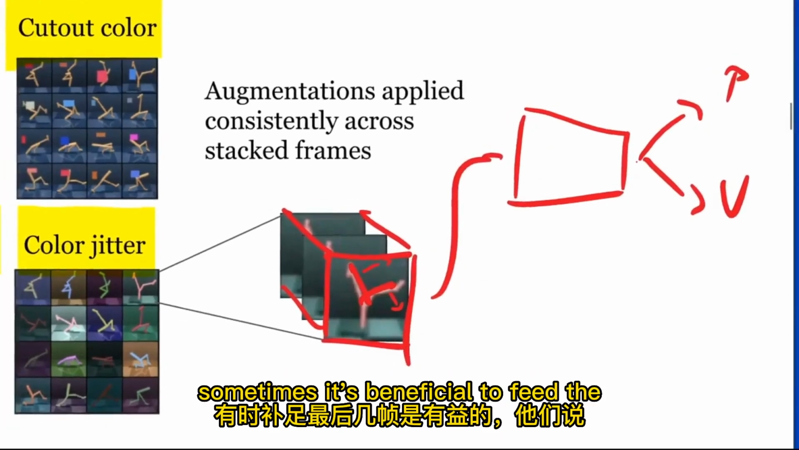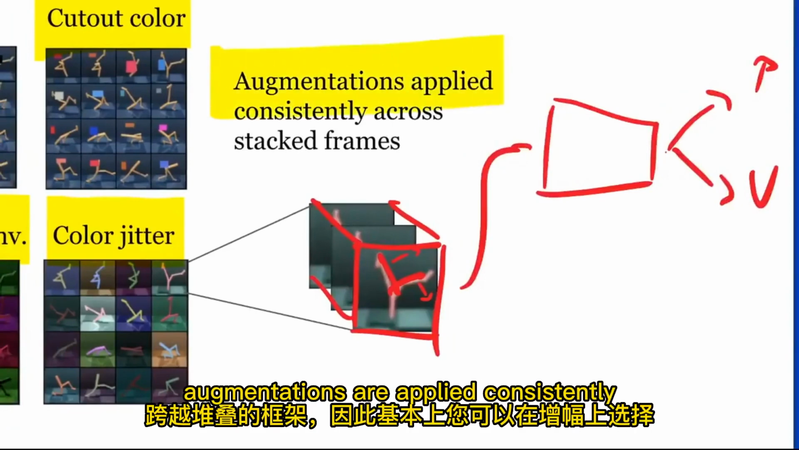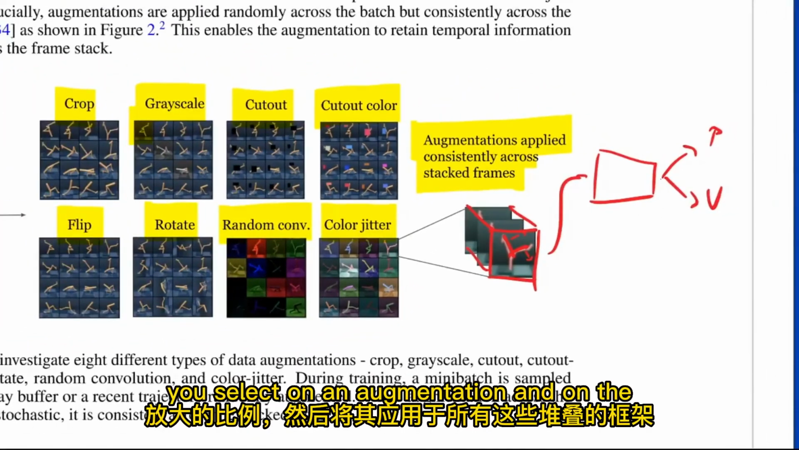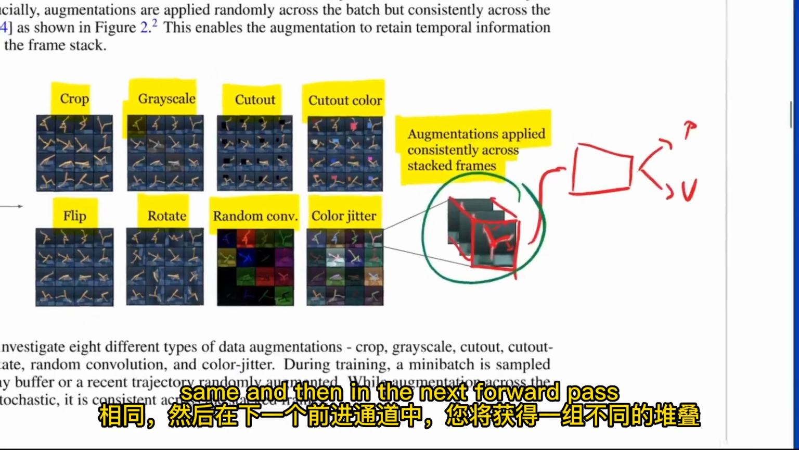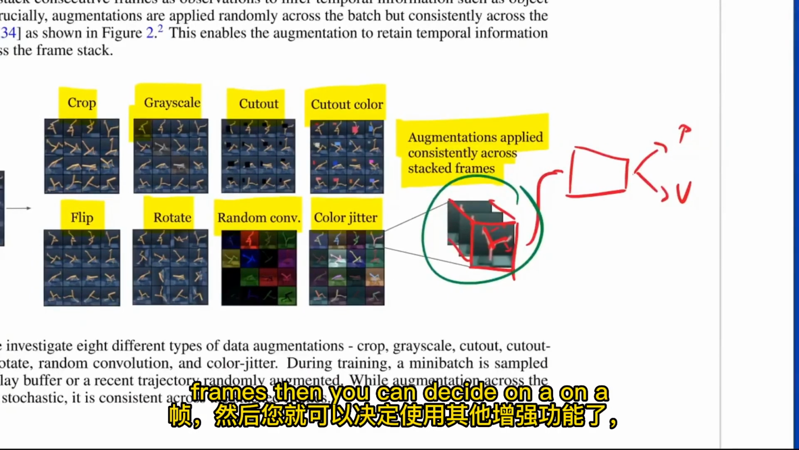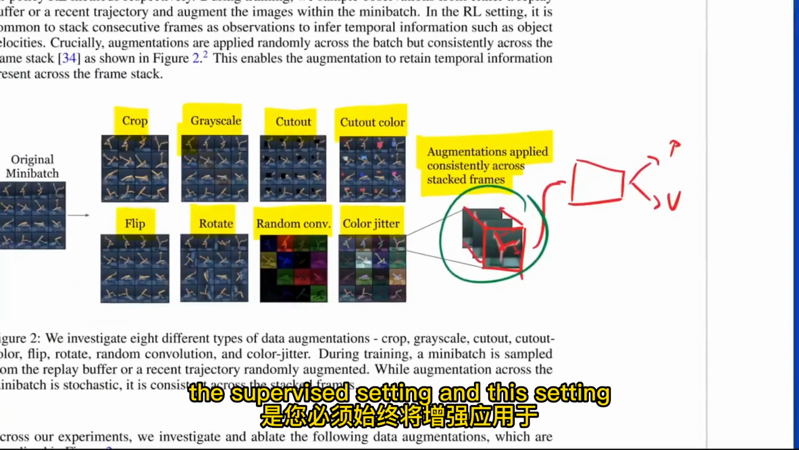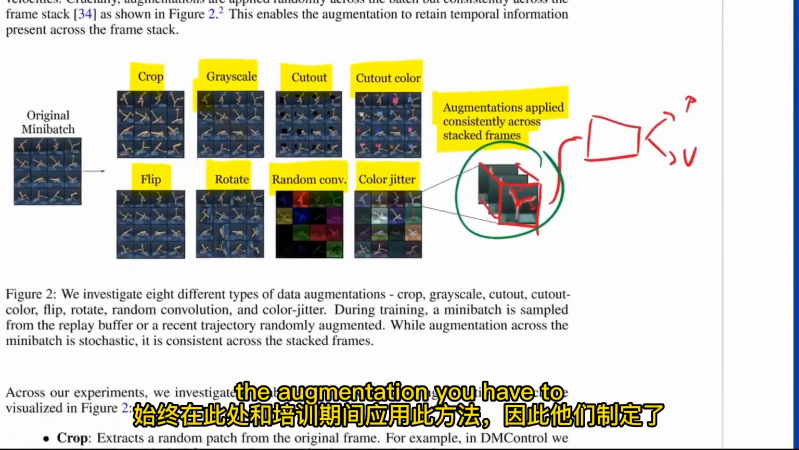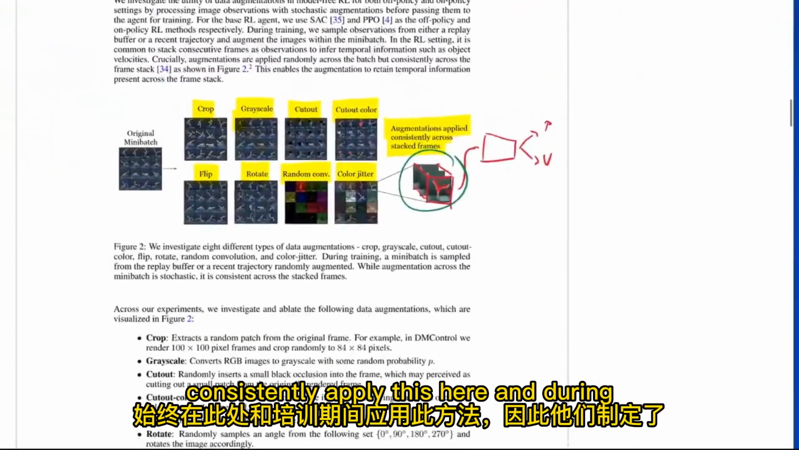So sometimes it's beneficial to feed the last few frames, and they say the important thing here is that these augmentations are applied consistently across the stacked frames. So basically you select an augmentation and the scale of that augmentation, and then you apply it to these stacked frames all the same. And then in the next forward pass, you have a different set of stacked frames. Then you can decide on a different augmentation. So that's basically the only difference between the supervised setting and this setting, that you have to consistently apply the augmentation. And you have to consistently apply this here and during training.